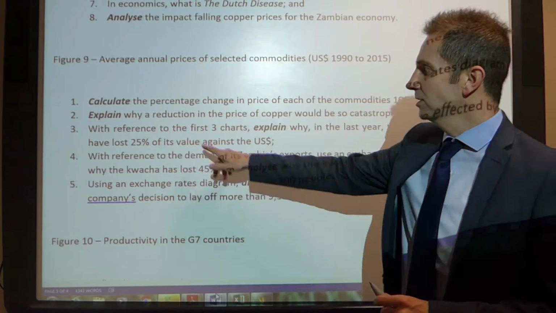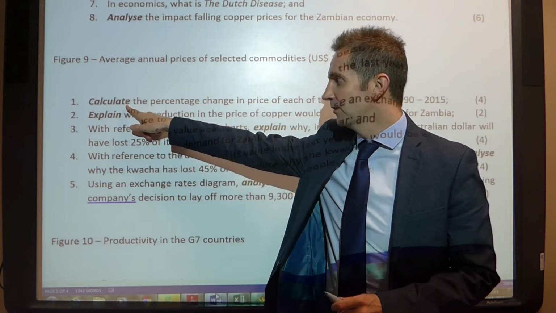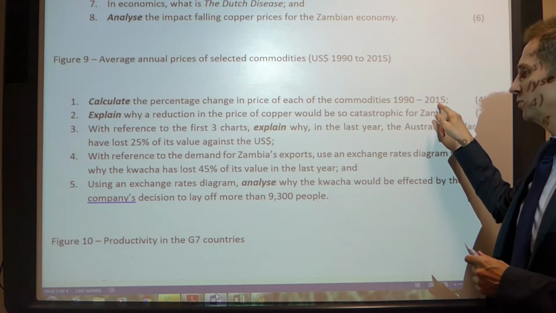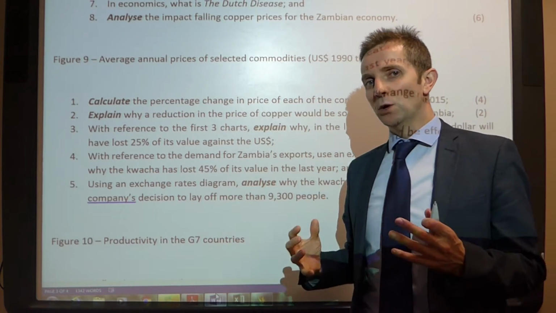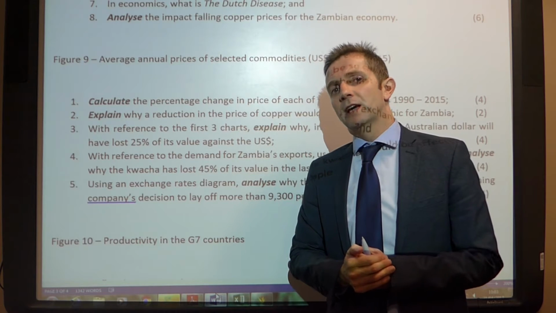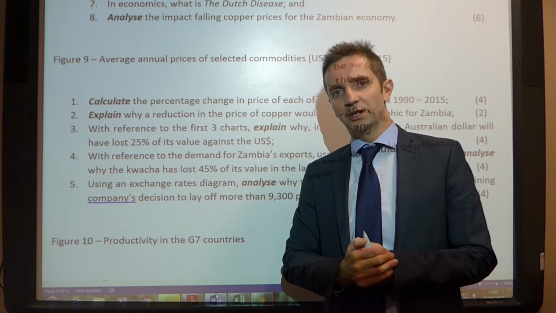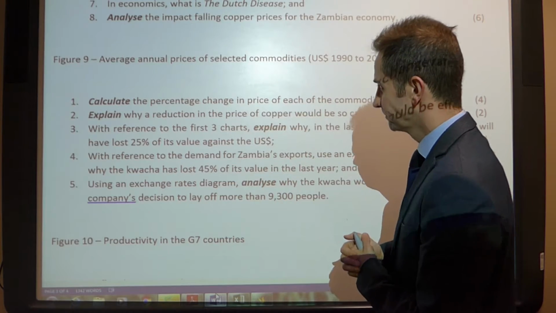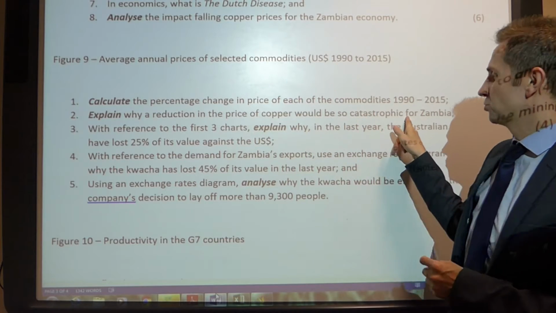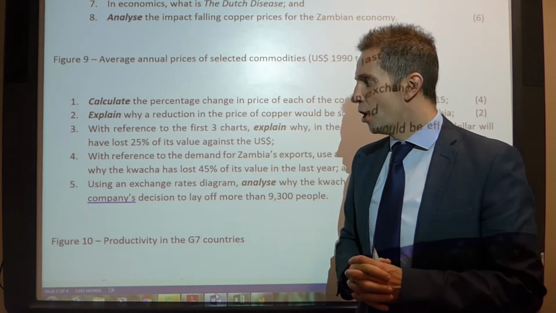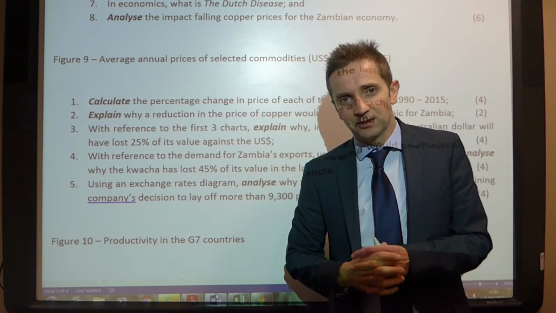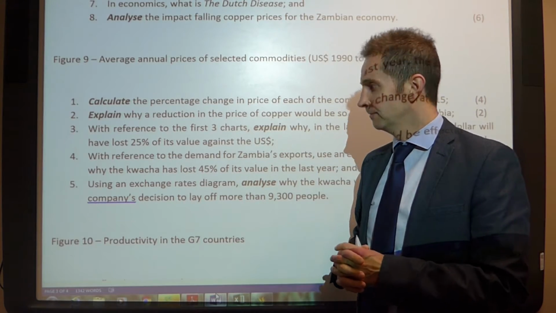So figure 9, calculate, directive word highlighted for you, the percentage change in price in each of the commodities from 1990 to 2015. Again, this whole notion of being able to calculate a percentage is a very straightforward skill, but yet so badly done by so many candidates year on year. So let's make sure that we can do that. Explain why a reduction in the price of copper would be so catastrophic for Zambia. Now, I'm really not going to go into that in much detail in this video because I covered that a lot in figure 8. So I'm not going to say too much about that here.